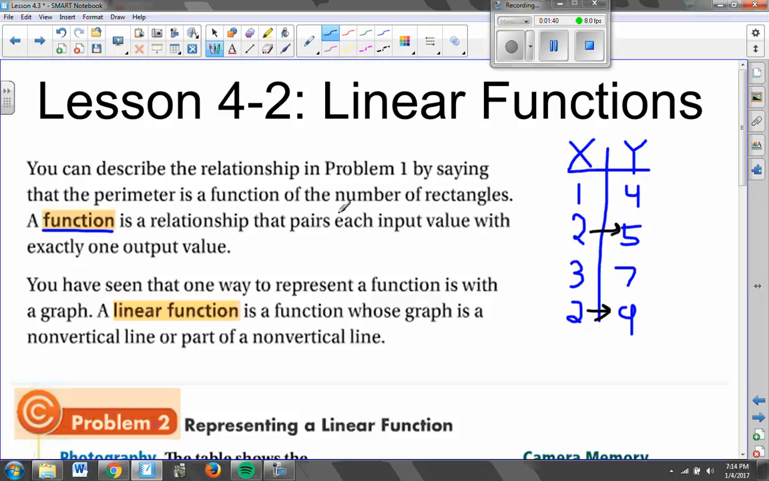A function has to pair each input number with exactly one output number. So this is not allowed right here. We cannot repeat x values if we're going to have a function where we pair every x value with exactly one y value.